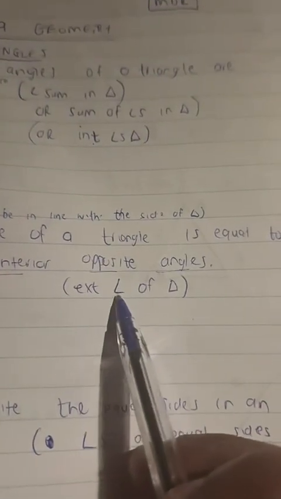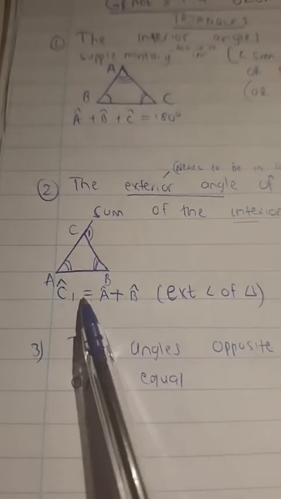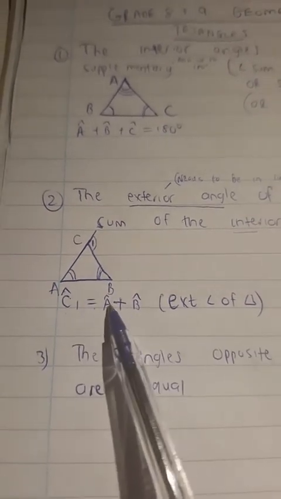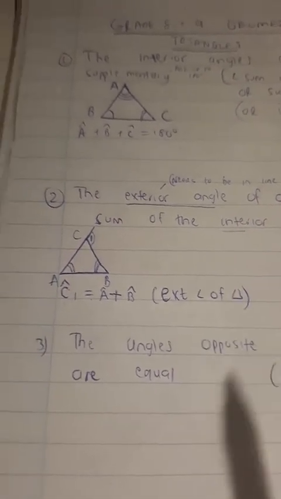Okay, and what would be the reason? The reason is here: exterior angle of triangle. So all you write is exterior angle of triangle. That's what you do whenever you use this statement. This is your reasoning. Exterior angle of triangle.